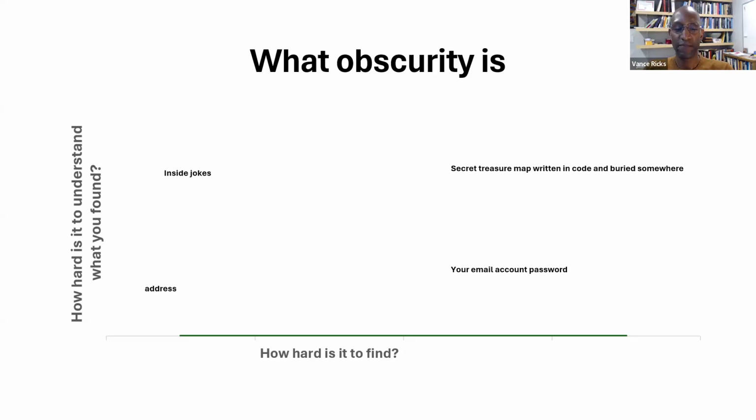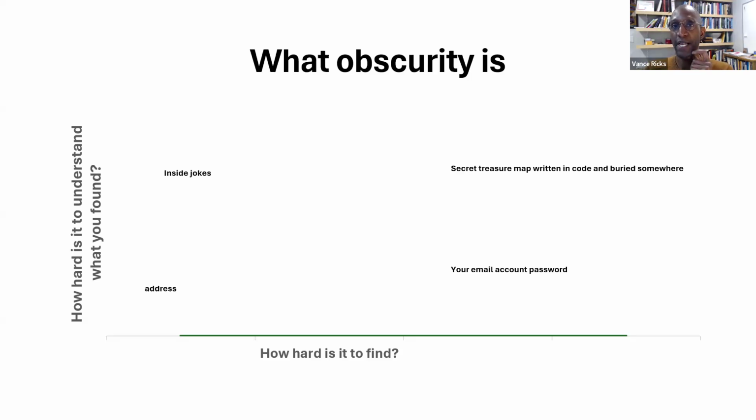Further along, we see things like maybe your email account password. If you followed all the guidelines that our IT professionals and cybersecurity professionals tell us, that should be something that's relatively difficult for other people to find. But once they crack it, suppose they do, it might not be difficult for them to understand, oh, this is a password, or this is an email password specifically. And then a different example, I have just come up with the example of a secret treasure map that's written in code and buried somewhere. That's going to be something that's probably hard for someone else to find. And it's going to be hard for them to understand. Even if they do find it, it's going to be hard to understand what they're looking at because they don't understand the code.